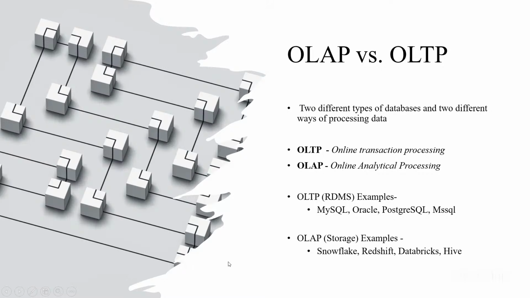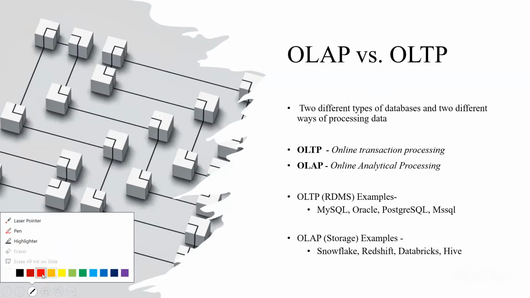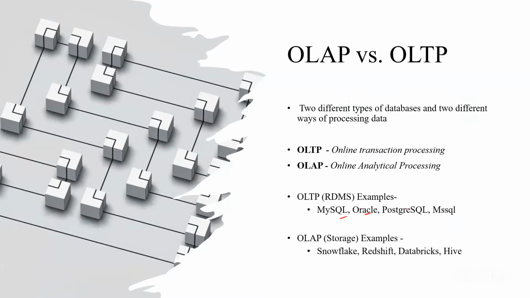Now, whatever your MySQL, Postgres, Oracle, Microsoft SQL, whatever these kinds of databases we are working with, those are called OLTP systems, or relational database management systems. Also, OLAP systems are mainly for your storage, where you will have Snowflake, Databricks, Redshift, Synapse, Fabric. All these come under OLAP systems, where we come up with meaningful insights.